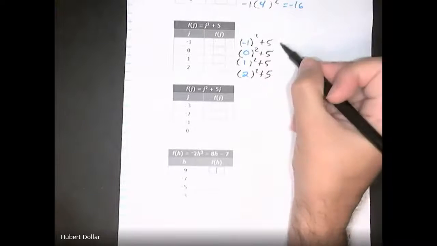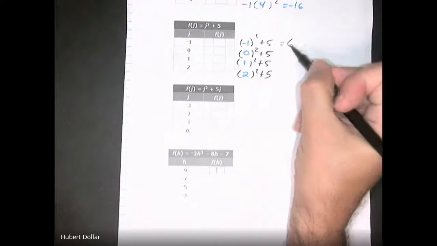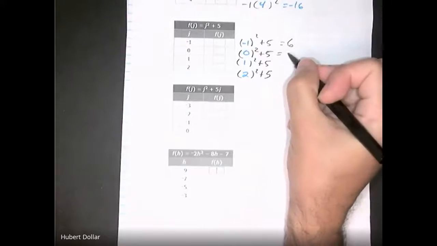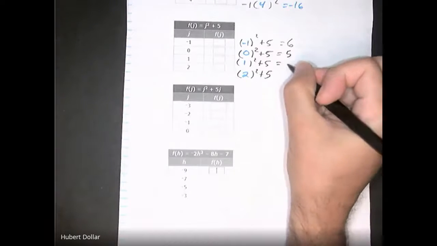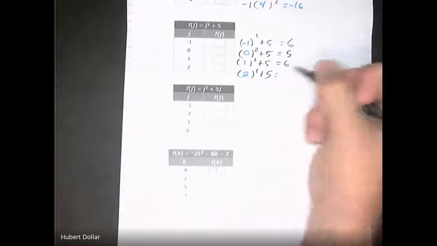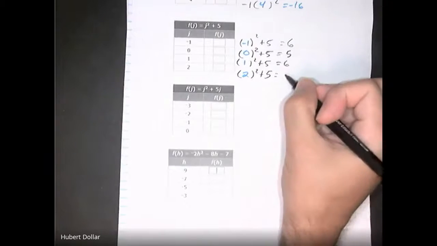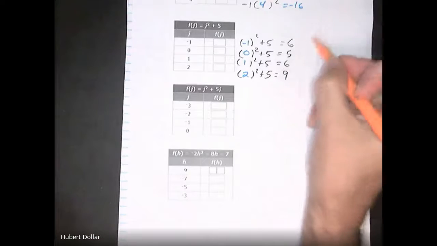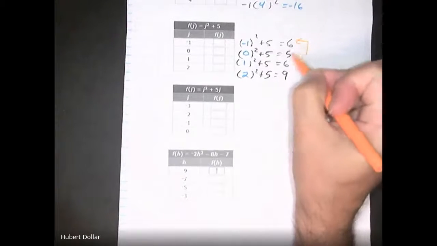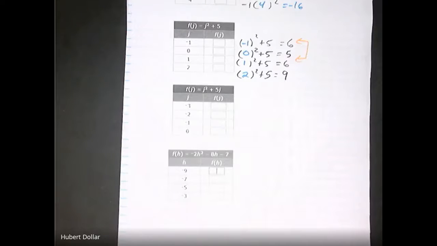Negative 1 squared is 1. Plus 5 is 6. 0 squared is 0. Plus 5 is 5. 1 squared is 1. Plus 5 is 6. 2 squared is 4. Plus 5 is 9. And there again, you're looking at that symmetry where the two y's are the same and the vertex is in the middle.